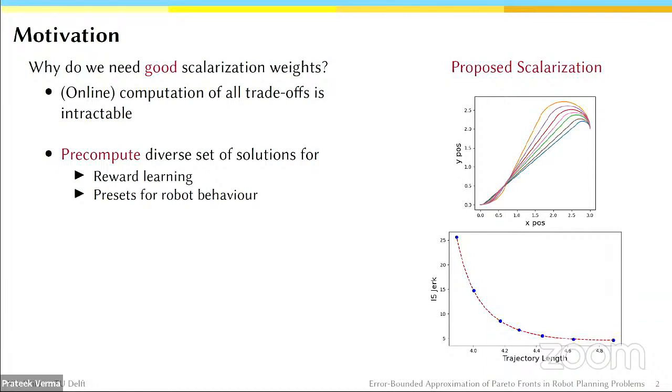I just want to highlight two of them. One is reward learning, where we want to learn a reward function that represents a user's preference for how a robot should behave. However, most of the algorithms in reward learning require pre-computed trajectories, and having good trajectories at hand can help these algorithms. Another application is computing presets for robot behavior, for instance, driving styles for an autonomous car.